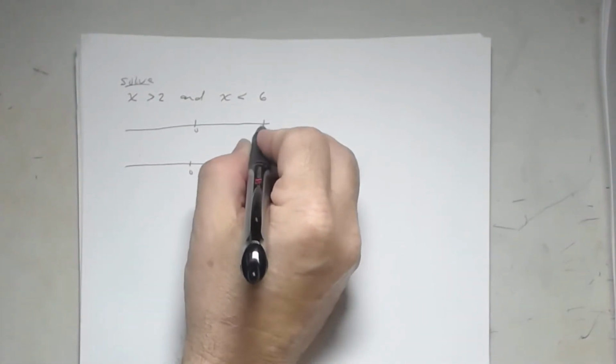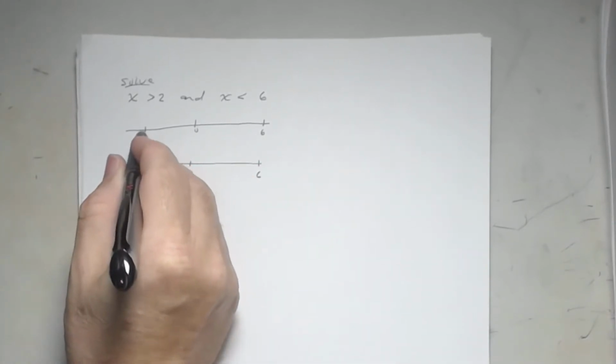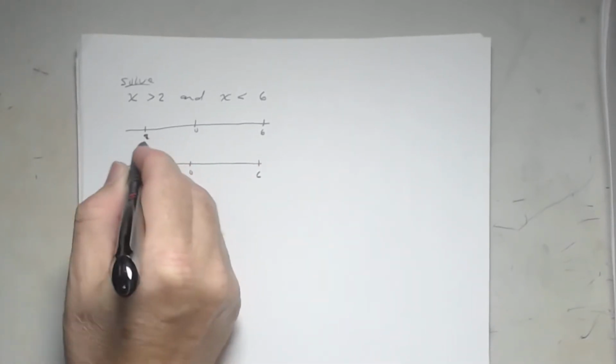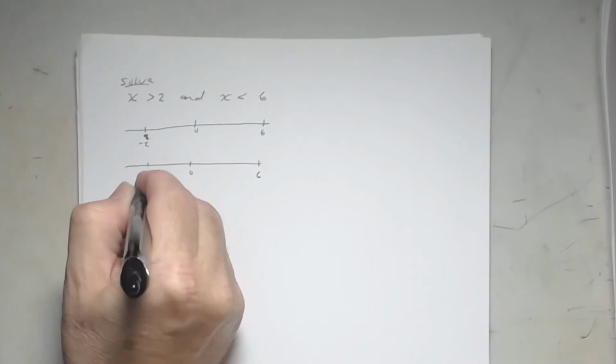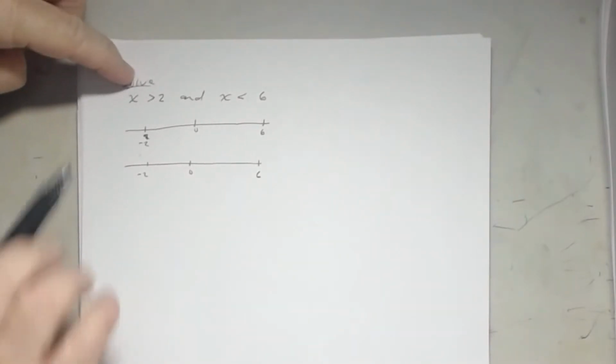If this is 6, then this right here has to be what? 6. If this is -2, this right here has to be what? -2, and so on. Okay? All right, let's do the first one.